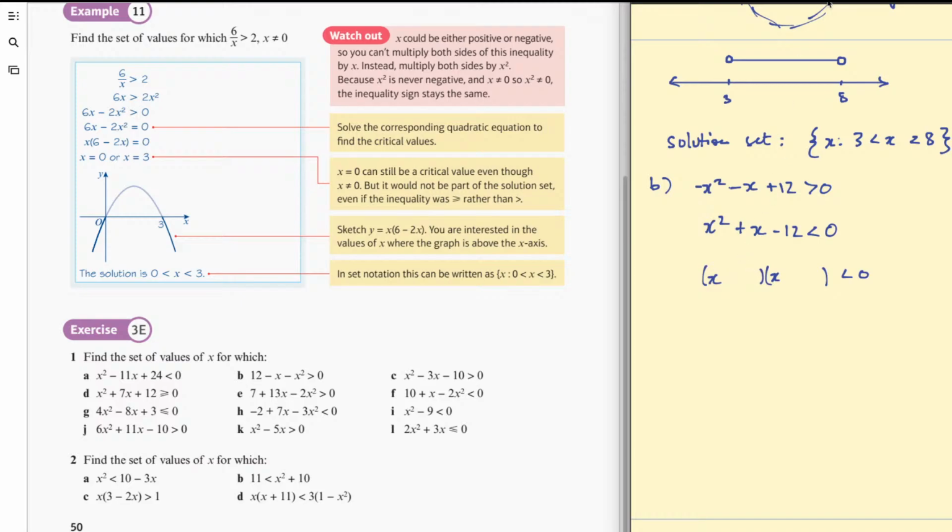Oh, I forgot to, so next step, sorry. Once I've done that, the next step is to say the critical values are when this quadratic is equal to 0, and I can straight away factorize it to negative 4 and positive 3. That will give positive 1 and, sorry, positive 4 and negative 3. That will give positive 1 and negative 12.